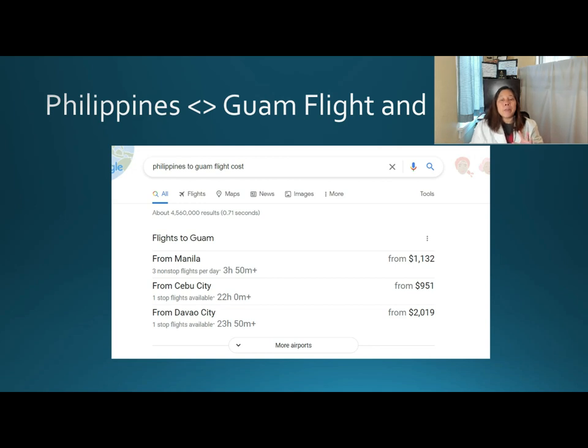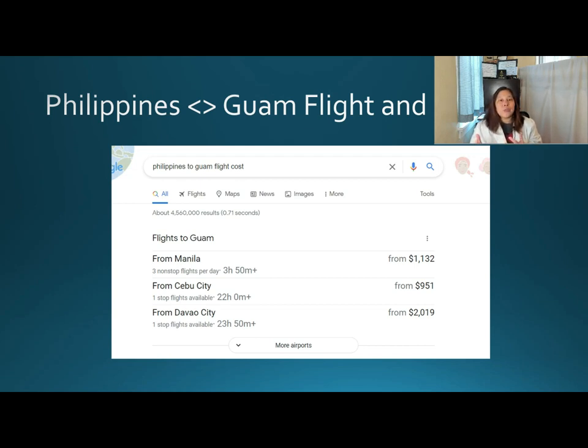Now, since, like I said before, you cannot take your exam in your own country, you have to fly to a U.S. territory or to the U.S. mainland. Of course, you have to have a flight ticket, and if you don't know anybody in that area, you have to have hotel accommodation. I Googled right now how much the flight is from the Philippines to Guam. That's the nearest U.S. territory to the Philippines. From Manila, it's around $1,132, and that's where I took my examination.